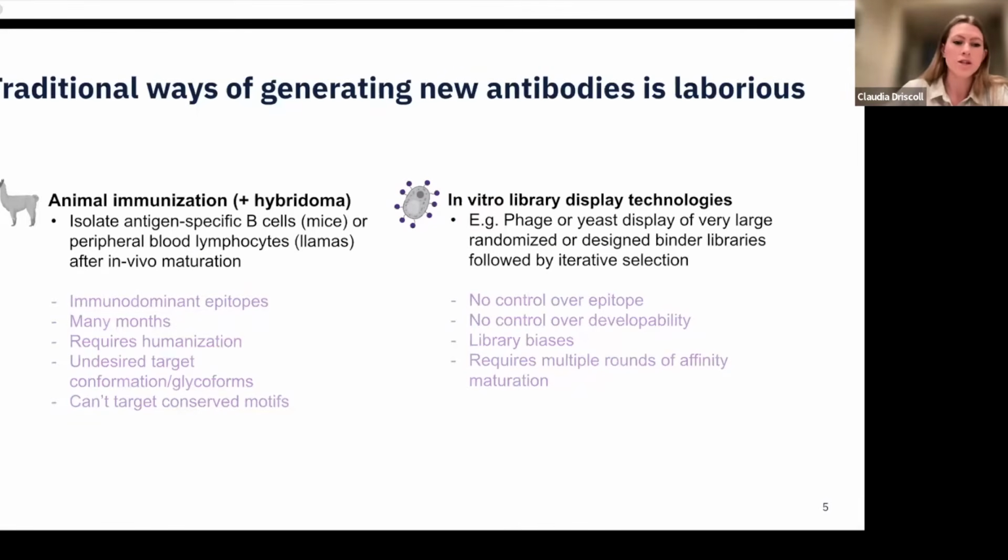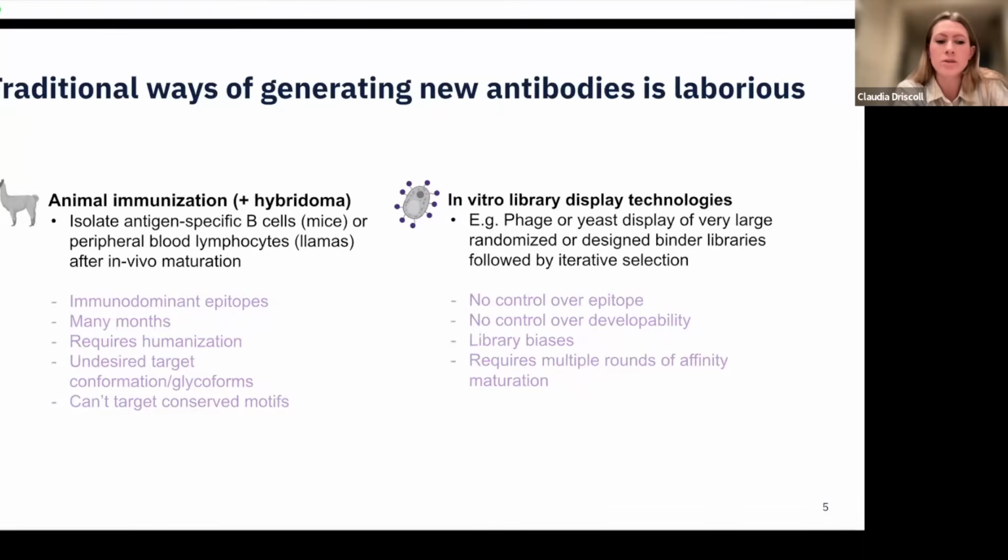So, injecting your mouse or your llama, in the case of nanobodies, with the antigen that you're interested in raising your antibody against, waiting many months, and then extracting plasma and isolating the sequence of the broad repertoire of antibodies that are raised against that antigen. And you're then stuck in a position where you either have to humanize that antibody that's been generated.